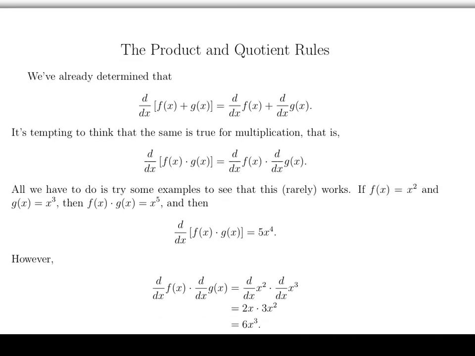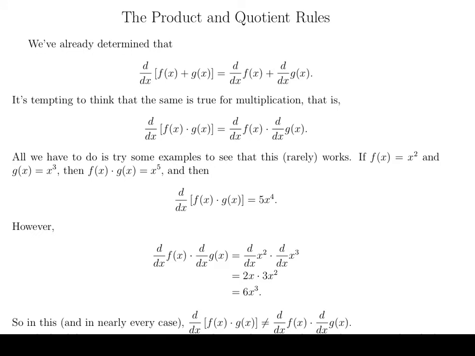So what you should see is that if you differentiate the product, you get 5x to the fourth. If you multiply the derivatives, you get 6x cubed. That means that this formula really does not work. If you want to take the derivative of a product, you cannot actually just differentiate each piece and multiply them together. Oh well, too bad. So what I'm going to do now is show you the actual formula. Okay, so this is what we've proven: the derivative of the product is not equal to the product of the derivatives.